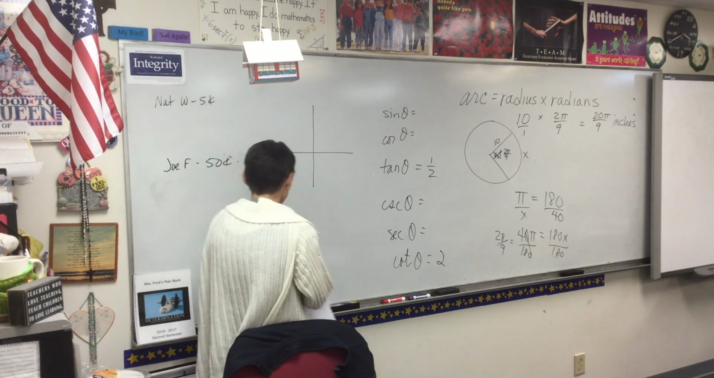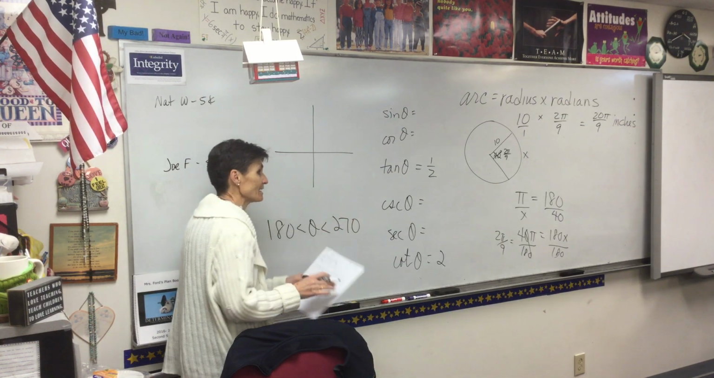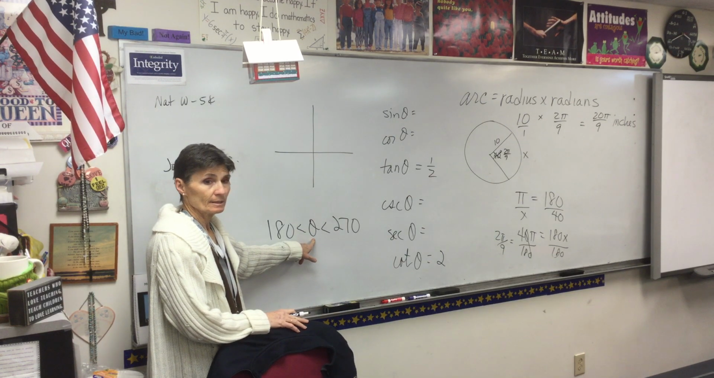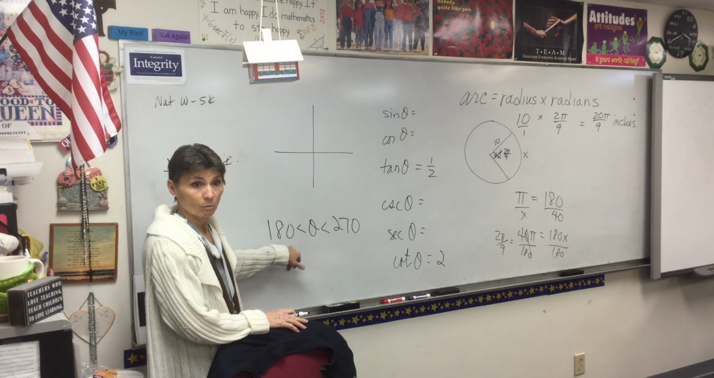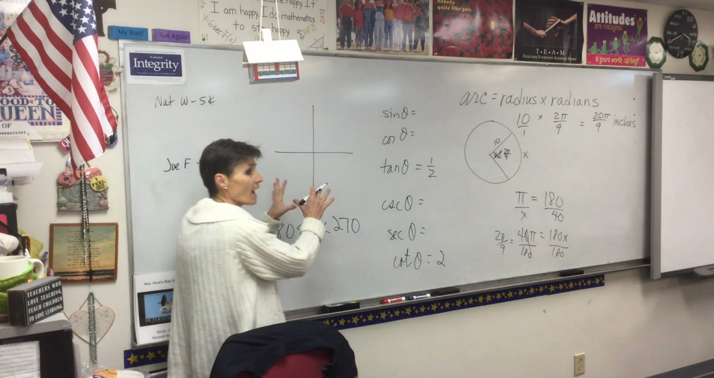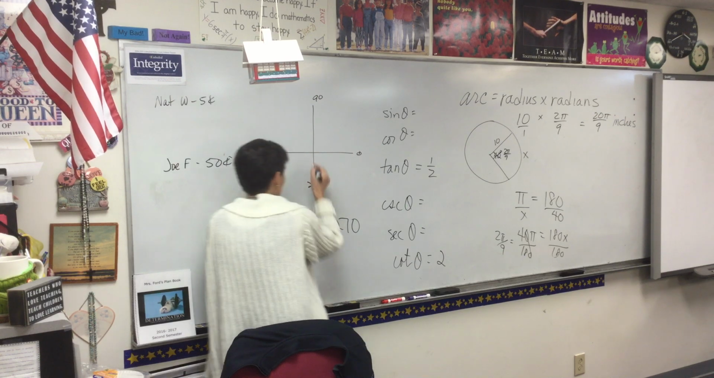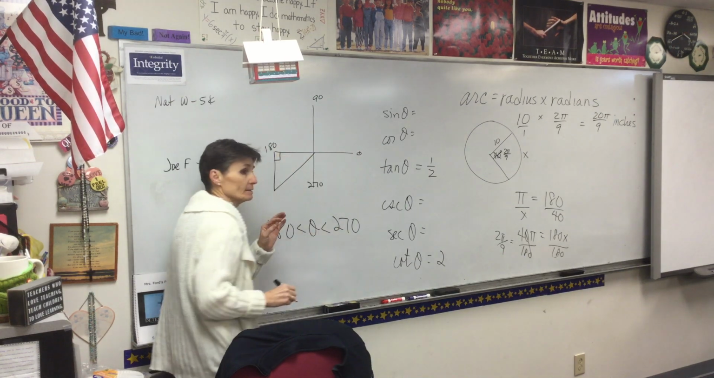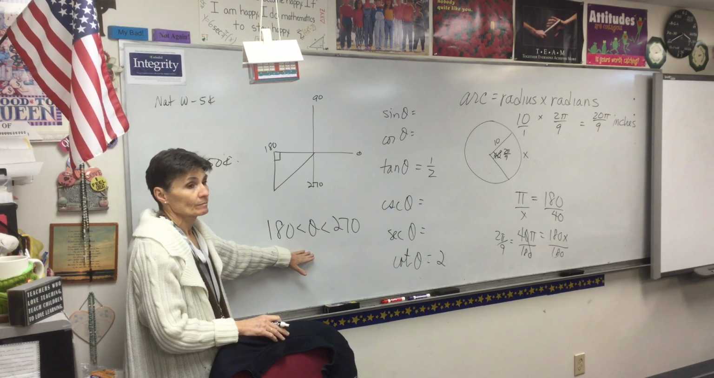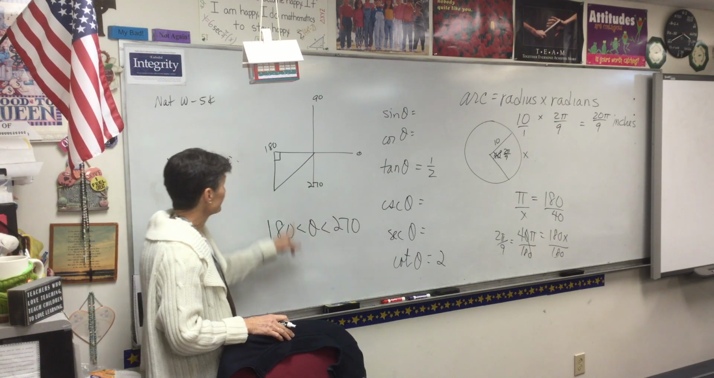Now, what does this mean? What does that tell me? My angle is in between 180 and 270, which means where is it? Now, this is not a compass, this is my normal measuring system. So it's going to be in quadrant 3. This is telling me where to draw the triangle, between 180 and 270. That means here.